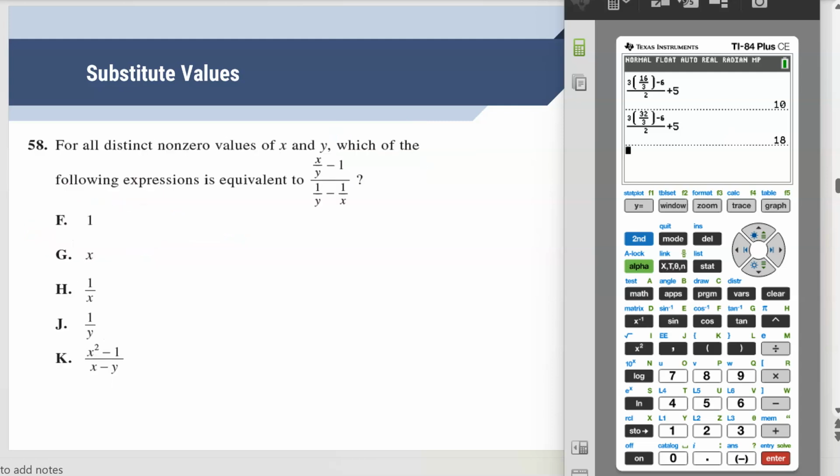Okay, one more together with you, and then that's going to be it. This one's just a different substitution. We've got a pretty tough one here, number 58. But again, I'm like, gosh, it's algebra. I'm not sure what to do. I'm going to pick some values. I'm going to let x equal 3, and I'm going to let y equal 5.